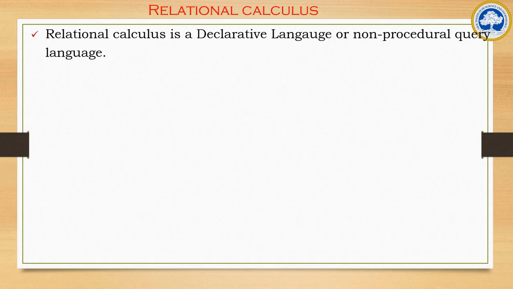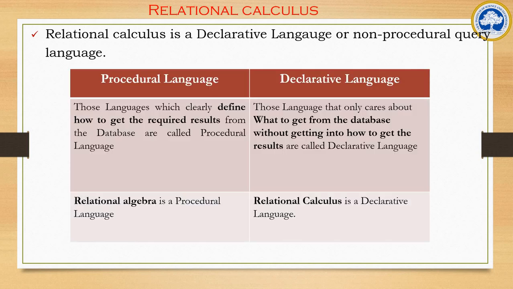Before entering into this, first we want to clarify what declarative and procedural languages are. A procedural language gives the information on how to get our required results from the database. That is a procedural language. A declarative language specifies what we want from the database, rather than explaining how to get the results. This is the main difference between procedural and declarative.